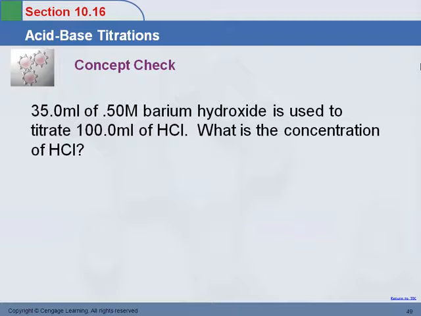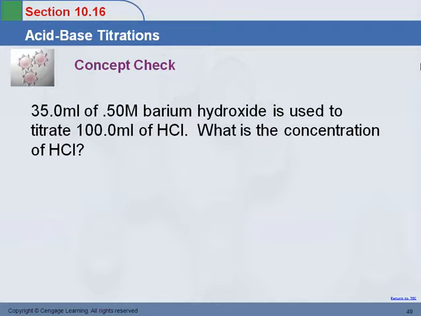You have 35.0 milliliters of 0.50 M barium hydroxide, and it's used to titrate. There's that key word there, titrate. Titrate is just telling you these two things are reacting together in a neutralization reaction. So it is used to titrate 100.0 milliliters of HCl. What is the concentration of HCl?